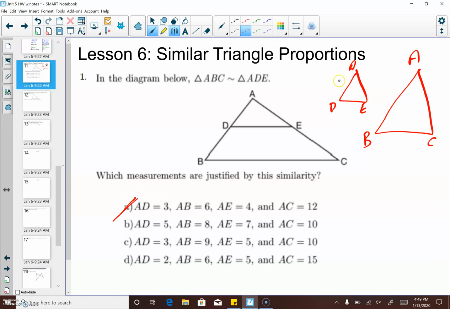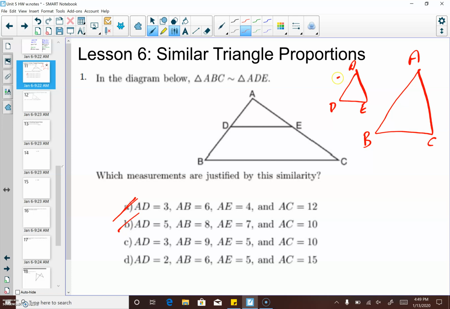For the second one, AD is 5, AB is 8, and then AE is 7, and AC is 10. So these don't have a clear pattern in it. It looks like they added 3 to each of them. And that's going to make it seem a little bit confusing, but let's see. 5 times 10 is 50. 8 times 7 is 56. Well, those don't match up, so therefore we know that that's not the right combination either. So now we're down 2 answer choices. Okay, we know both A and B are not our correct ones.